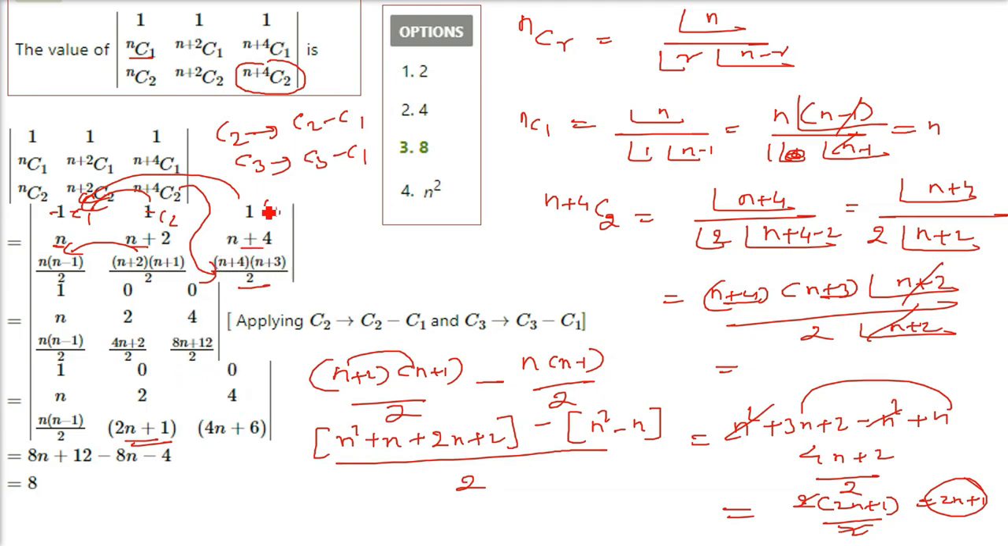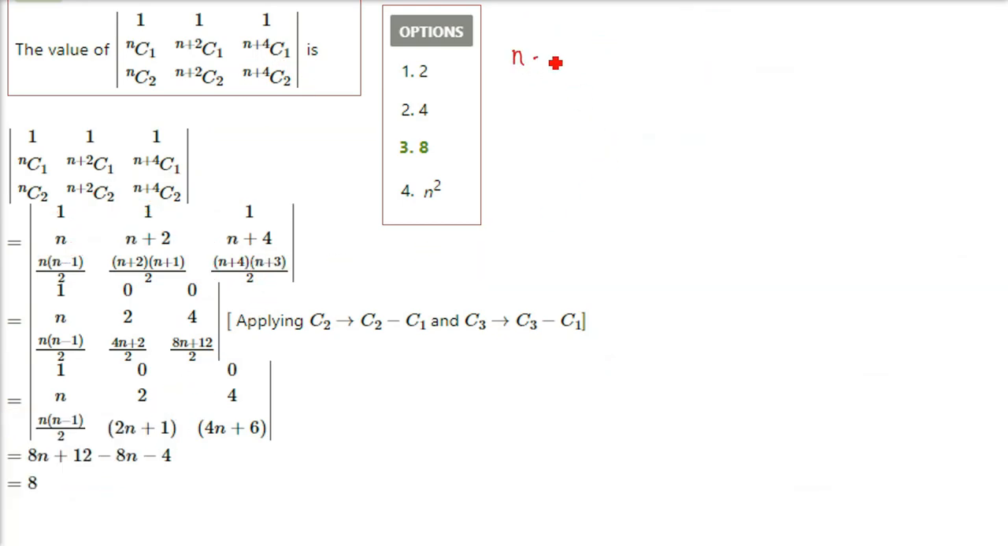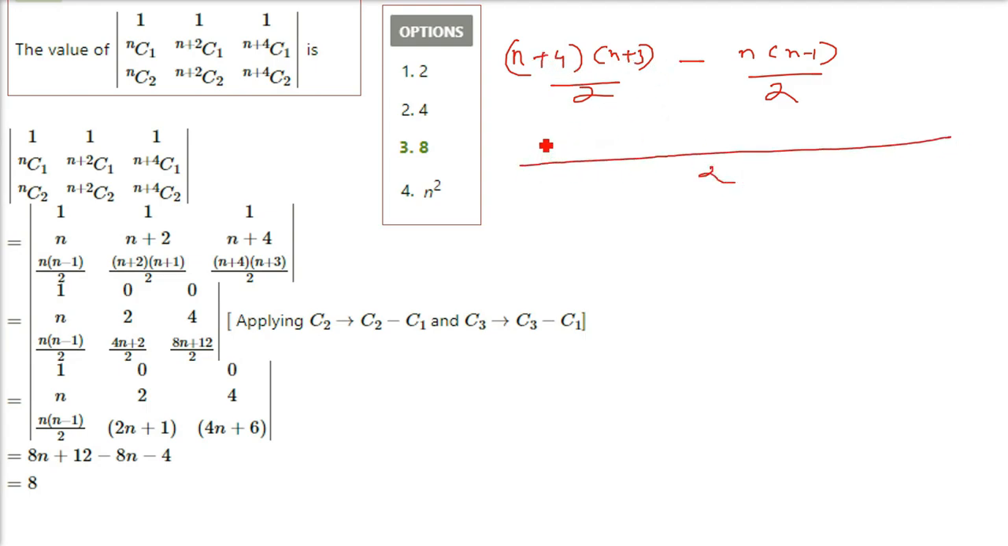Now when we do C3 minus C1, for the first and second row, you know already how the value will come. But for column 3 minus column 1, that is going to be N plus 4 times N plus 3 by 2 minus N times N minus 1 by 2. Same thing you have to do. You have to open it and see what comes. It will be 4N plus 6. You will see just now.